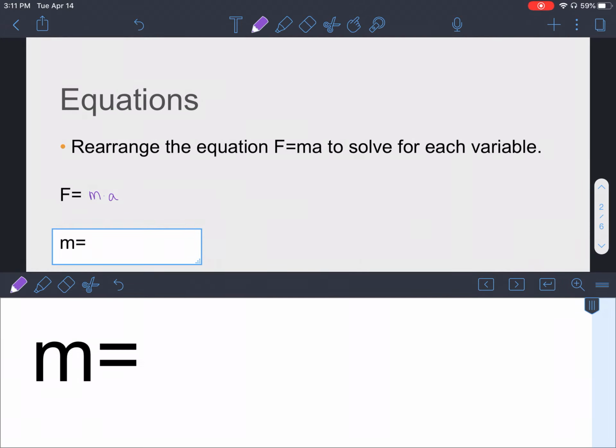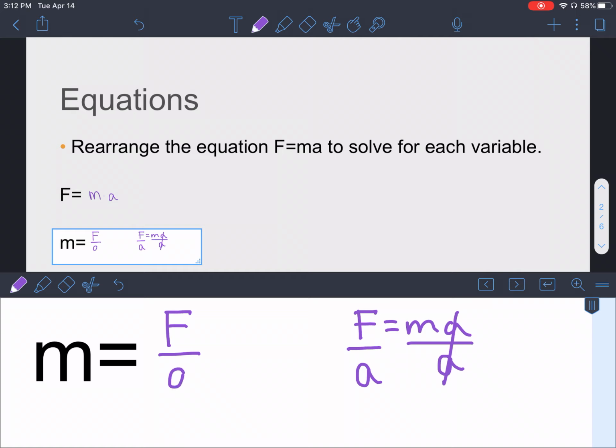All right, so first off, solving for mass. We'll use F equals ma, and we need to get mass by itself. How we cancel out the multiplication between mass and acceleration is with division. What you do to one side, you have to do to both. So mass is equal to force divided by acceleration.